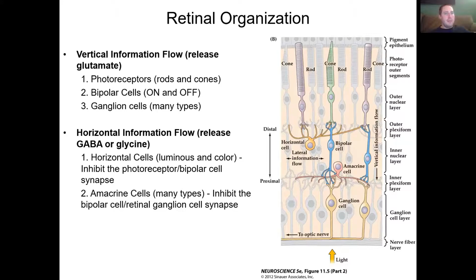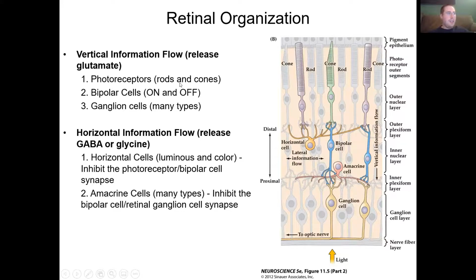And you can categorize the flow of information through the retina into 2 groups. The first is the vertical information flow. And this is the excitatory direct pathway. So excitatory is releasing glutamate. And this is simply photoreceptors detect light. They release glutamate onto bipolar cells, which get excited, and then the bipolar cells release glutamate onto the ganglion cells.